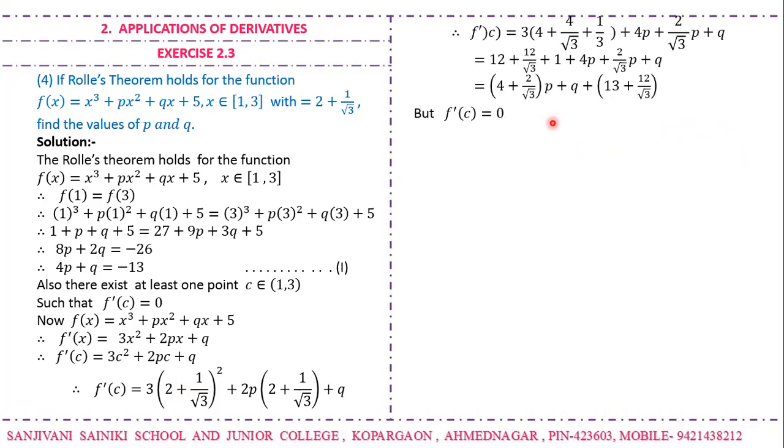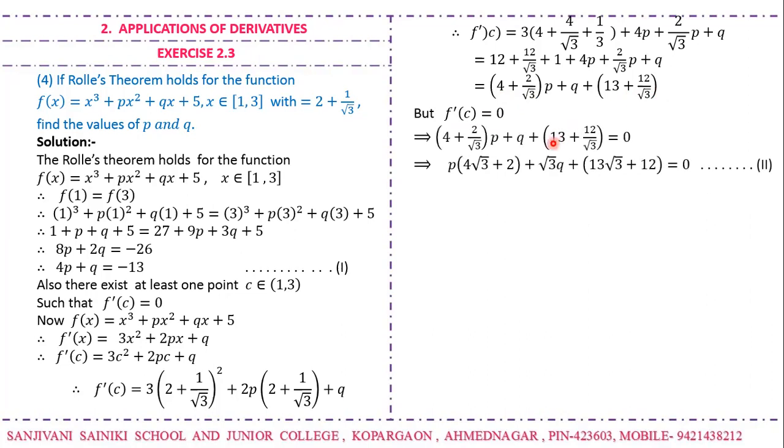After simplifying, we will get (4 plus 2 upon root 3) times p plus q plus 13 plus 12 upon root 3. Now by Rolle's theorem, f dash at c is 0, so this derivative must be equal to 0. After equating it to 0, we get the second equation, a linear equation in p and q.